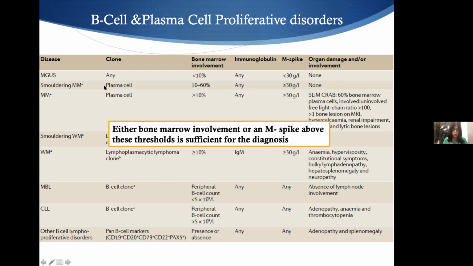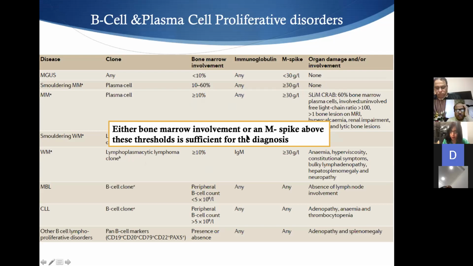And in smoldering multiple myeloma or full-blown multiple myeloma, and also in smoldering Waldenstrom macroglobulinemia and Waldenstrom macroglobulinemia, it's enough to have either bone marrow involvement or an M spike above this threshold for the diagnosis. I hope I'm clear, because this CRAB criteria is present in only 30% of patients with myeloma. So can I diagnose myeloma because I had a suspicious biopsy and then the bone marrow showed more than 10% plasma cell infiltrate? Yes, you can. You see either bone marrow involvement or a spike above these thresholds. So you need to compare both, because this also doesn't happen.